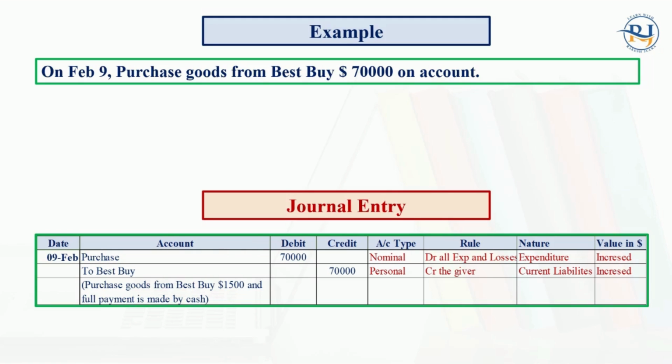So, Best Buy is the name of the company from whom we have bought some goods of $70,000. And it is clear from the name itself, this is a personal account. And a golden rule of accounting says that debit the receiver and credit the giver. So, in this case, this has become a current liability because we have purchased goods on credit, and later on, maybe after a couple of days or a week or a month, but within 1 year, we will make payment to these parties or suppliers.